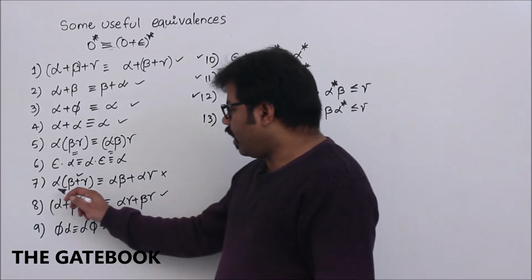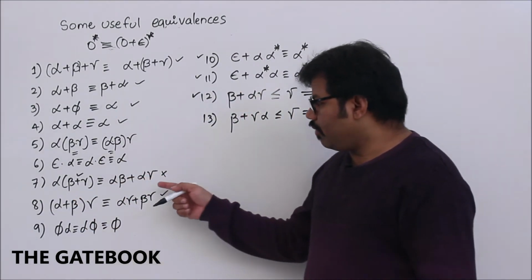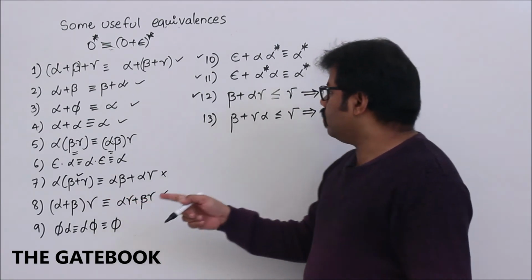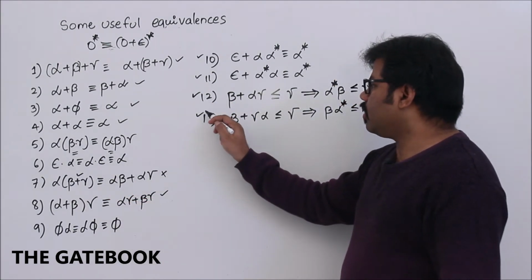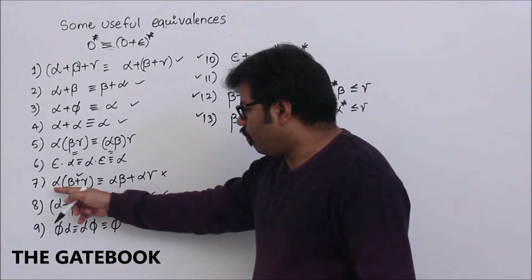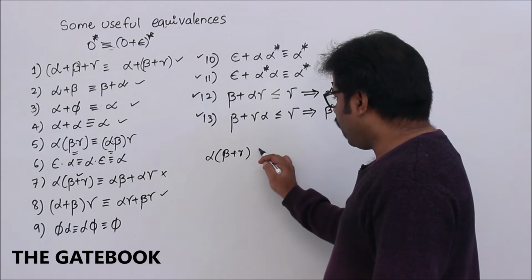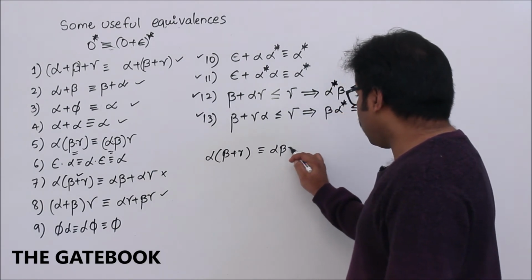Now we'll prove why α·(β + γ) equals αβ + αγ. In the same way, you try everything. Fine, so this is difficult. Don't try 12 and 13, but all other things you can prove. So let me start with the LHS, α(β + γ). Why is it equivalent to αβ + αγ?